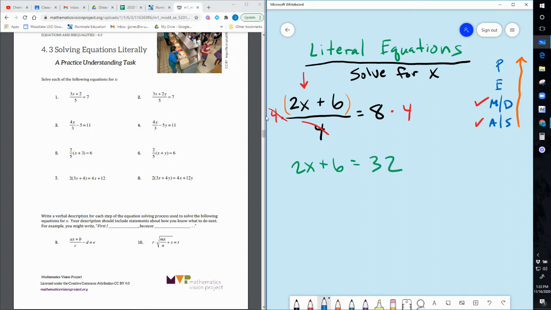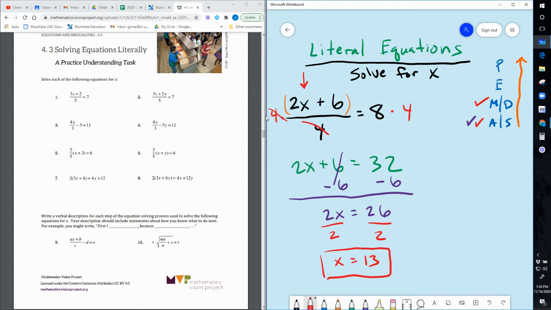All right, now go back. Any addition and subtraction we can take care of? Yes, this 6 plus 6. Now I could subtract 6 from both sides. This cancels. 2x equals, what is that? 26. And then lastly, any multiplication division we could take care of? Yes, we're going to divide both sides by 2, and x equals 13. All right, this is typically how you solve a regular equation.